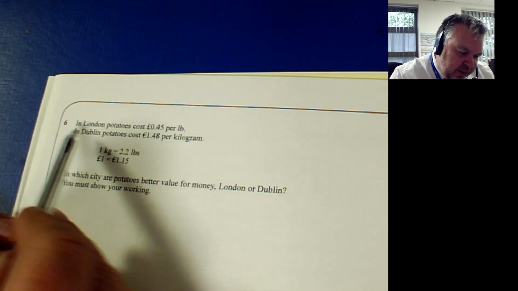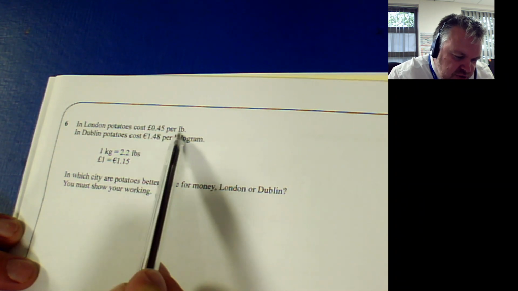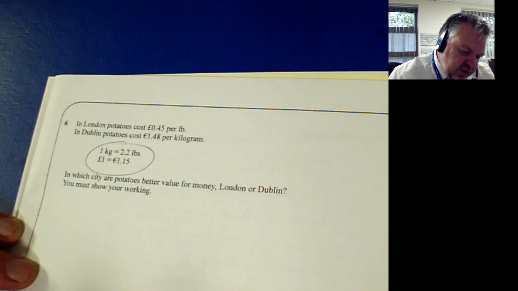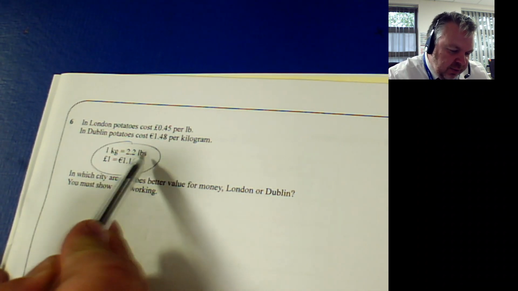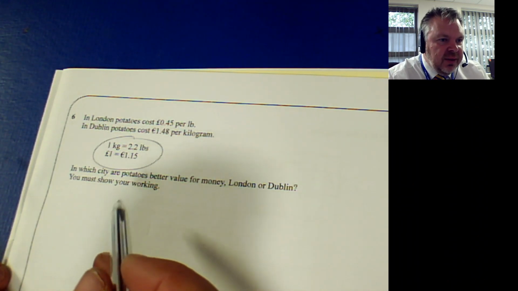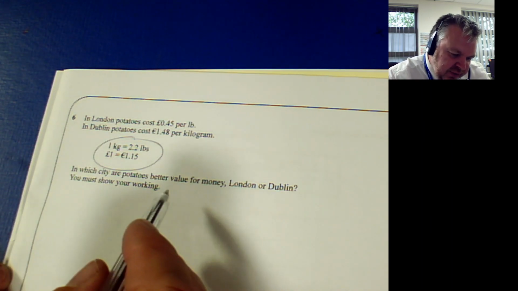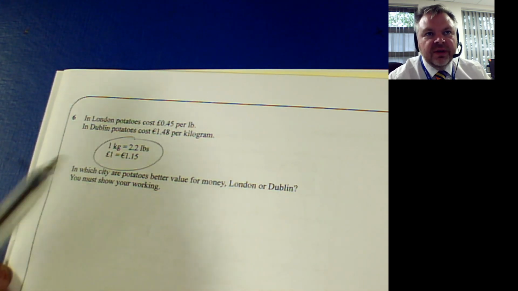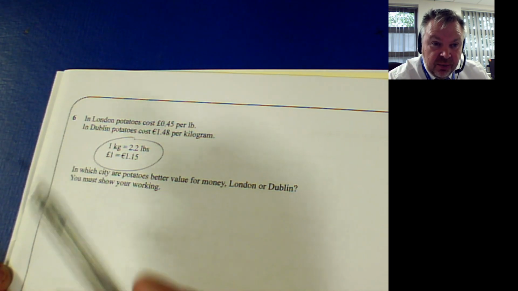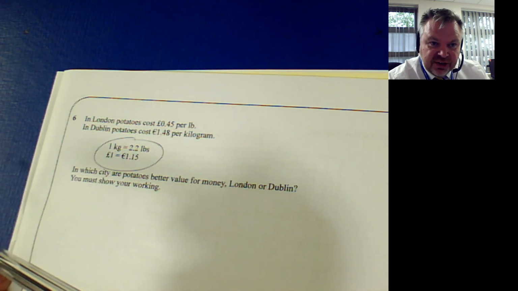Let's have a think what's going on here then. We've got in London potatoes cost pounds per pound, and we've got euros per kilogram, and we've been given this exchange rate for both kilograms to pounds and pounds sterling to euros. So I think the thing to do here is to sort out what we're going to do with working out the best value. We need to get it all in the same kind of language, if you like, and I need to turn it into either euros per kilogram or British pounds per pound.